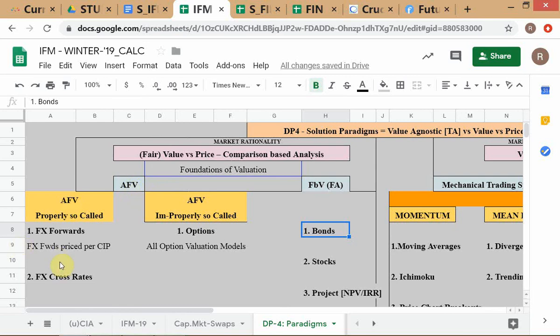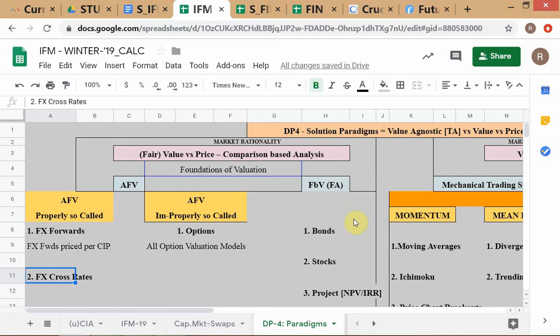Now we have looked at a very simple case. We can look at more complicated cases like valuation of FX forwards, valuation of FX cross rates. These are all applying the strict method of AFV. Okay. True AFV, you can call it true or proper AFV. Okay. And why am I distinguishing between this? We'll come to options later, but why am I distinguishing with this and this?